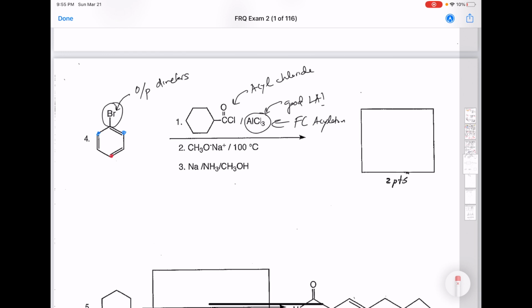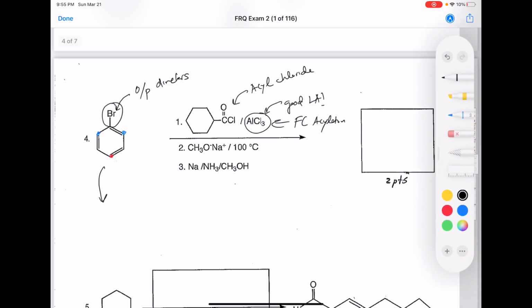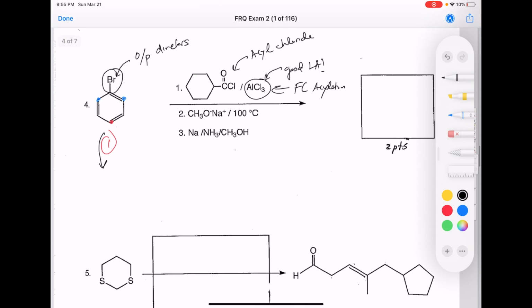So if we do the first step, we end up with an acyl group. Now that chlorine is gone, because the acyl chloride and the Lewis acid interact in such a way that, as you'll see in the mechanism, you end up attaching this group to the benzene ring. Now, to make my life a little easier, I'll abbreviate this cyclohexane ring as CY. That is an abbreviation used for cyclohexane rings.